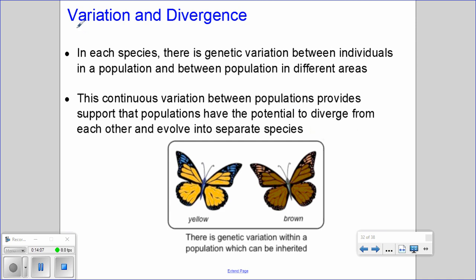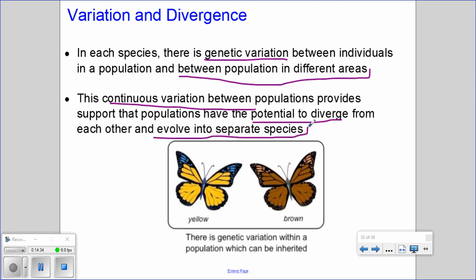So invariance and divergence, which is what adaptive radiation starts to show, is that in each species there is genetic variation between individuals in a population, and there is genetic variation between populations in different areas. This continuous variation between populations provides support so that populations have the potential to diverge from each other and can evolve into separate species.